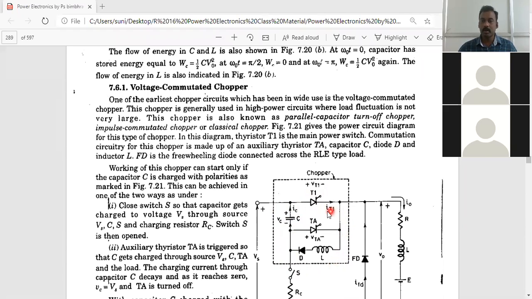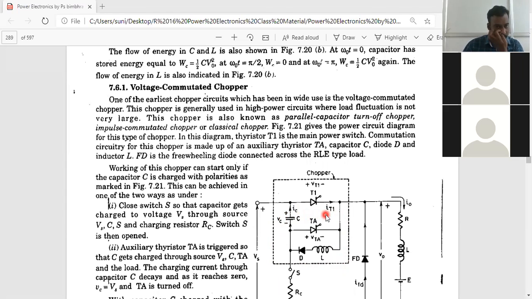What is the purpose of this commutating circuit? The purpose of the commutating circuit is to forcibly either reduce the current through the conducting device or apply a reverse voltage across the device. So we are employing forced commutation.